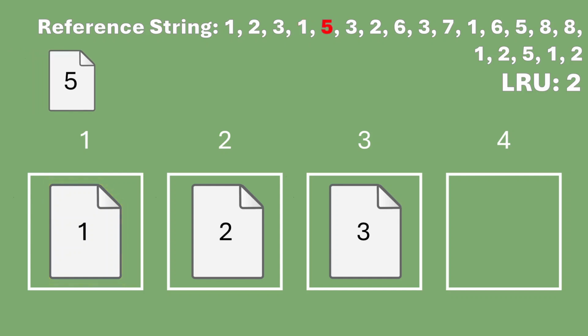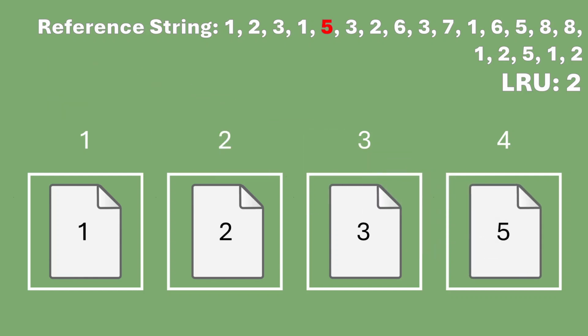Next up is page 5. A page fault occurs as it is not within any existing frames. It is inserted into frame 4. The next requested page is 3. It currently exists in frame 3 and is accessed. Page 2 is now requested. It exists in frame 2 and is accessed. LRU is now updated to 1.